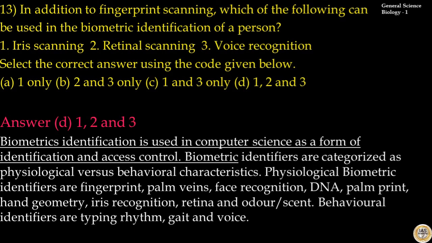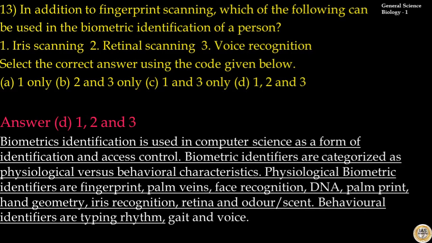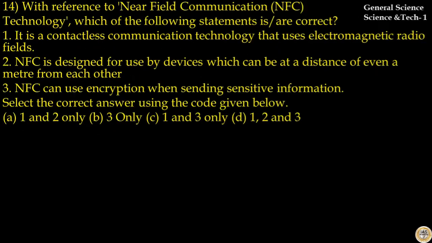Biometric identification is used in computer science as a form of identification and access control. Biometric identifiers are categorized as physiological versus behavioral characteristics. Physiological biometric identifiers are fingerprint, palm veins, face recognition, DNA, palm print, hand geometry, iris recognition, retina, and odor or scent. Behavioral identifiers are typing rhythm, gait, and voice. So here the answer to this question is option D, 1, 2 and 3. That is iris scanning, retinal scanning, voice recognition. All are biometric identifications.